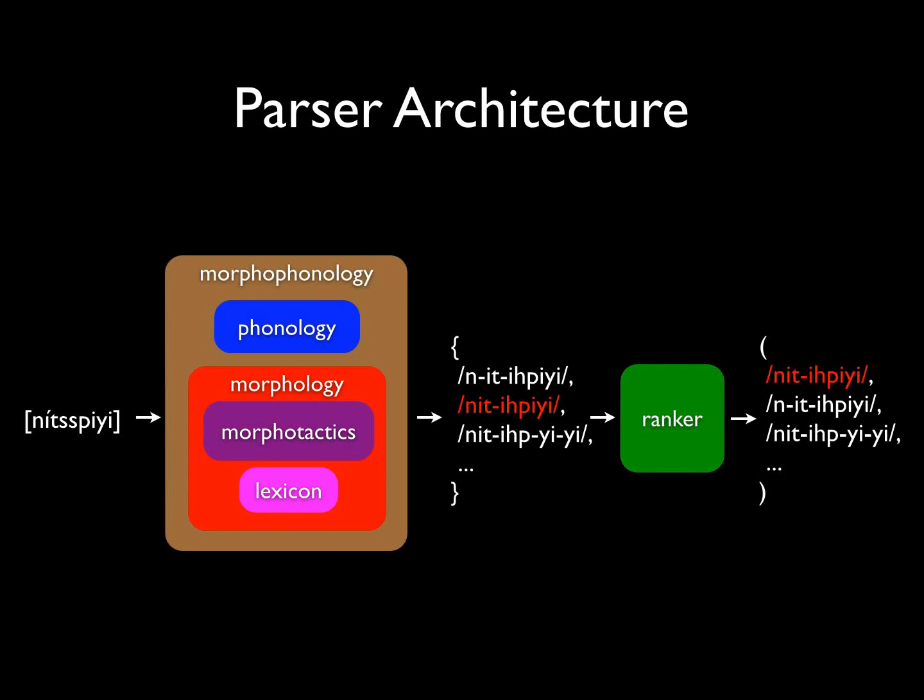This schematic shows the architecture of the morphological parsers created by the parser creator. The morphophonology component returns a set of possible morphological analyses. Because natural language is full of ambiguity, a single transcription may correspond to multiple morphological analyses. The candidate ranker, represented by the green box, transforms the unordered set of candidates into a list of candidates ordered according to their probability given a corpus of expertly analyzed words.